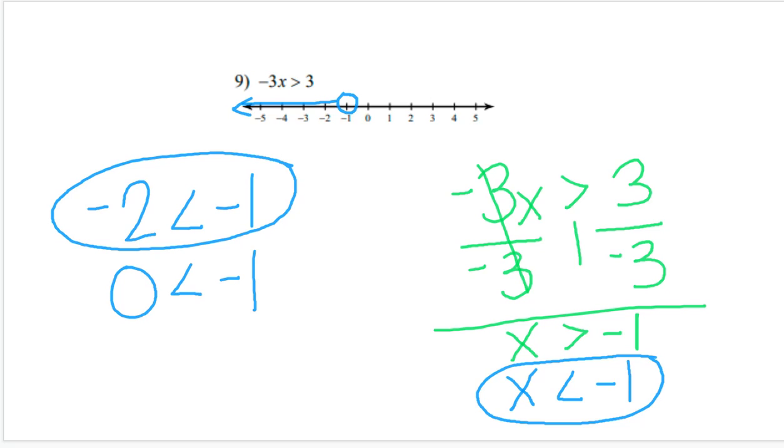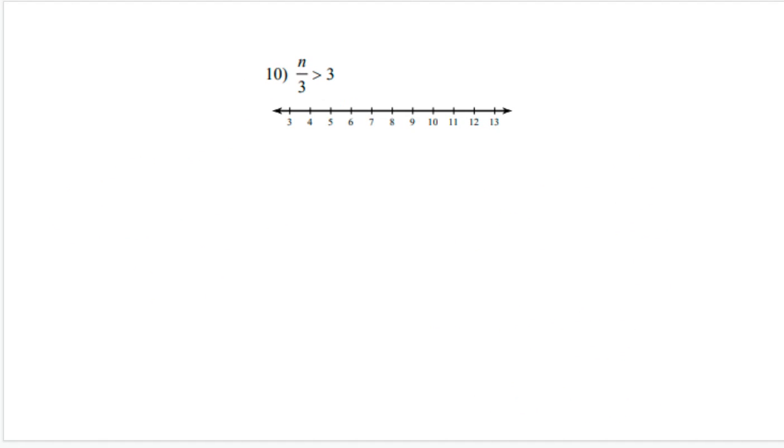Take a look at another one. I want you to go ahead and take a minute to try and do this problem on your own. Once you've done it on your own, come back and take a look at how you did.